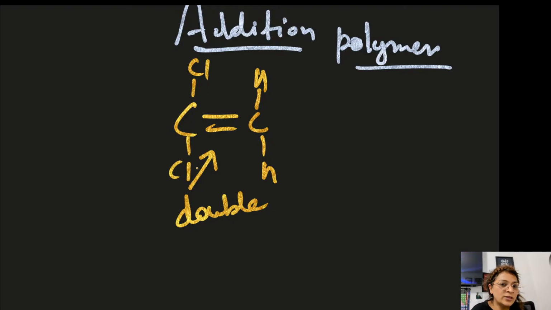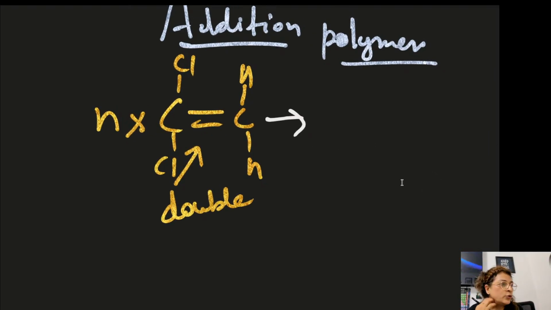HCl, Cl here, how will you turn it? And they give you n number of them. How will you turn it into a polymer? What key things are needed for it?